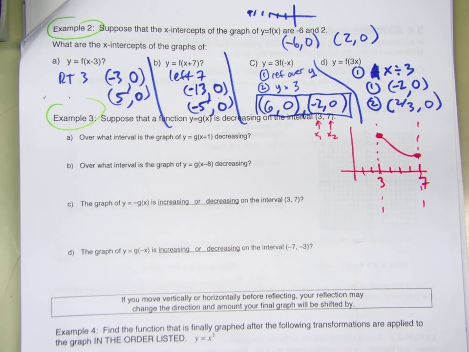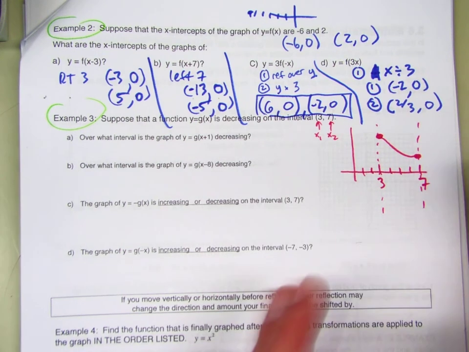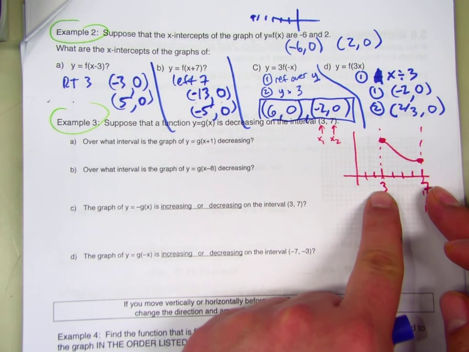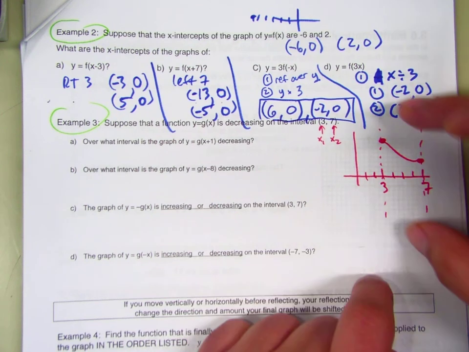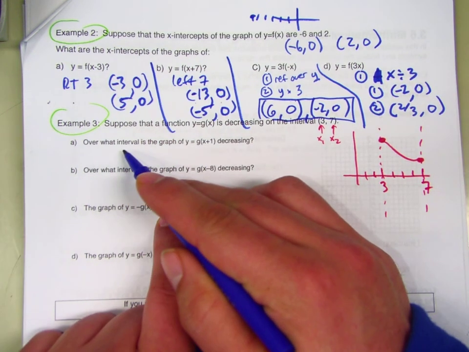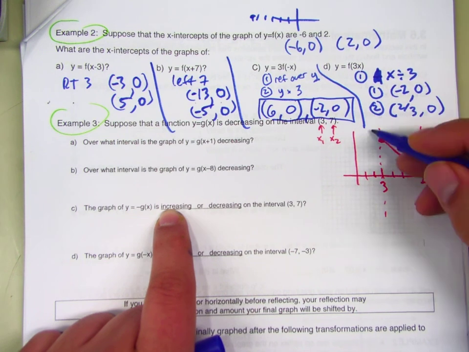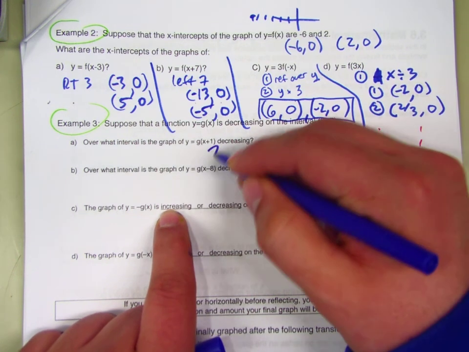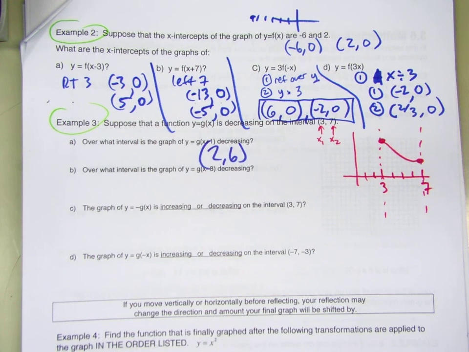And now we should be able to answer this without too many issues. What does the +1 on the inside do? It moves this whole picture left, how many? 1. So now it's asking me, what's the new interval where it's decreasing? Well, instead of 3 to 7, now it's 2 to 6. Does that make sense? Okay.